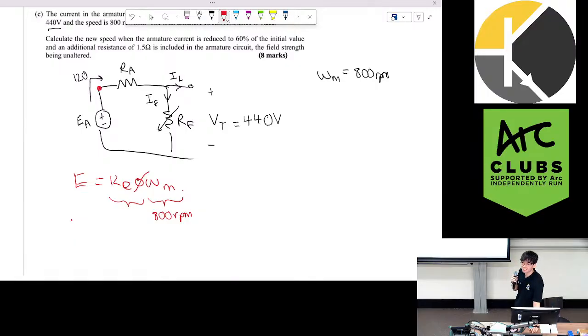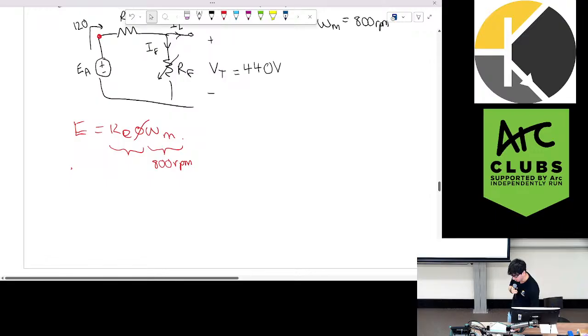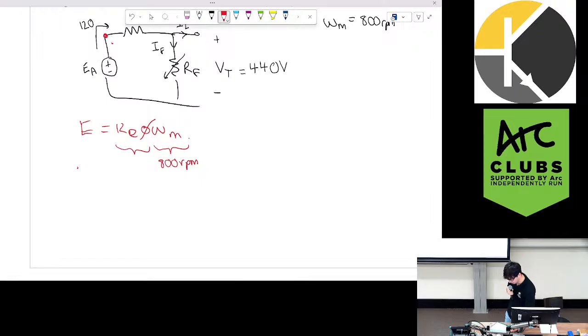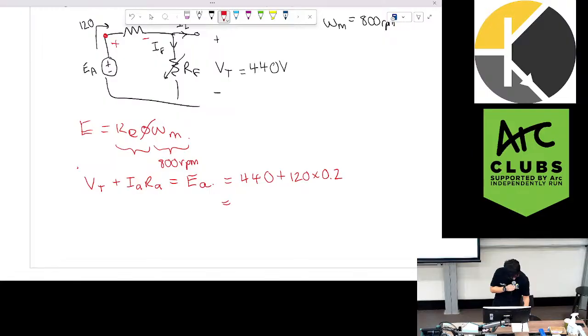Close. It'll be plus because it's a generator. Yeah, great, thanks. So we're going to have V_T plus I_A R_A is our EMF. So this is 440 plus 120 times our armature resistance of 0.2, which gives us a value of 464 volts.